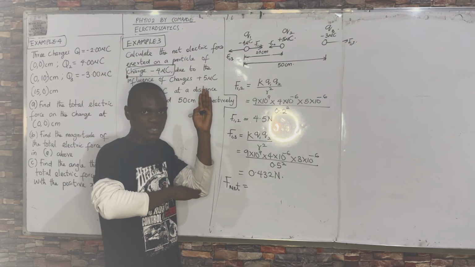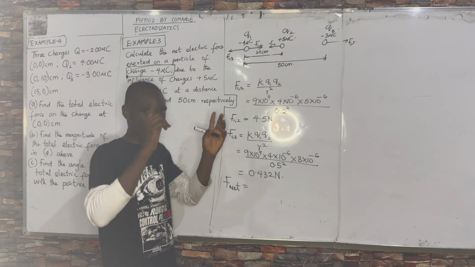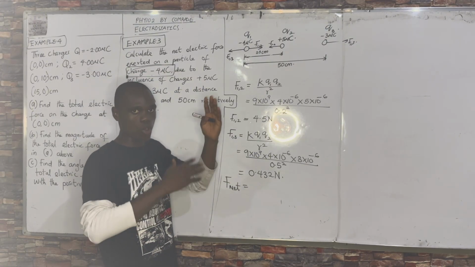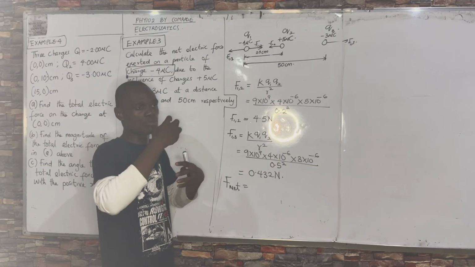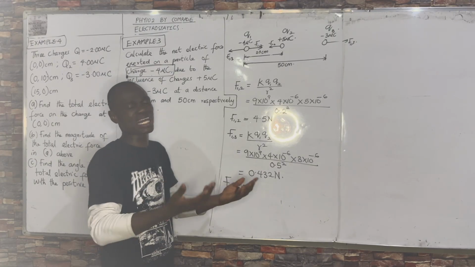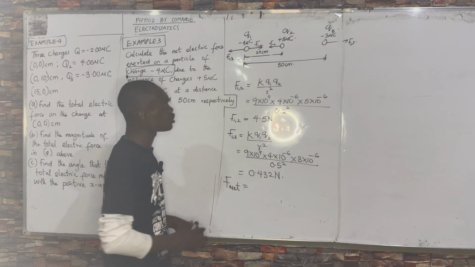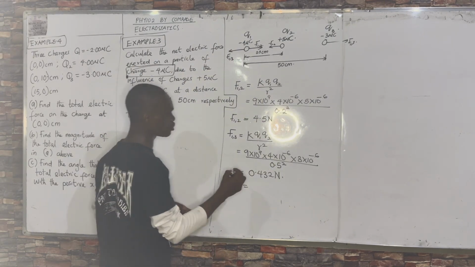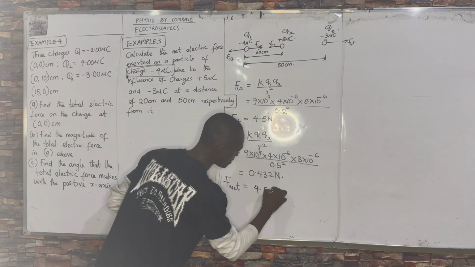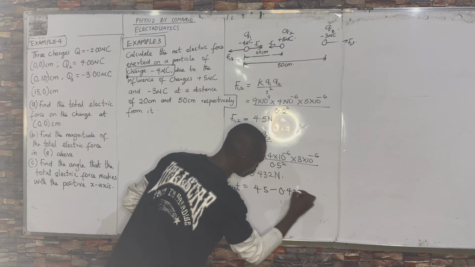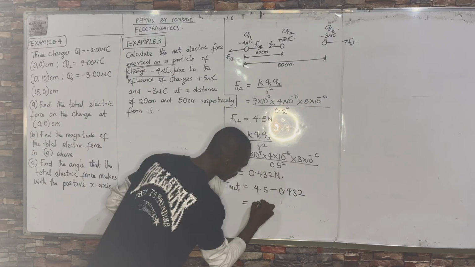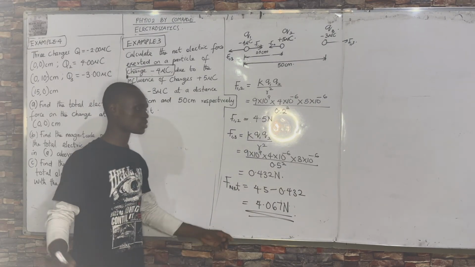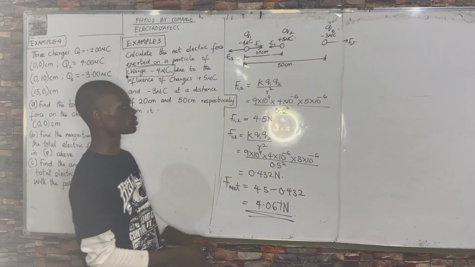Two forces perpendicular to each other, what do you use? You use Pythagoras theorem or trigonometric ratio. When two forces are acting at acute or obtuse angle to each other, you now do what is called parallelogram law of vector, or sometimes what we call cosine rule. Are you getting it? So now these two forces, they are opposite to each other. So how do you get the resultant? It becomes 4.5 minus 0.432, and you should be having something like 4.067 Newton. So that's how it works. So please, you must understand it.